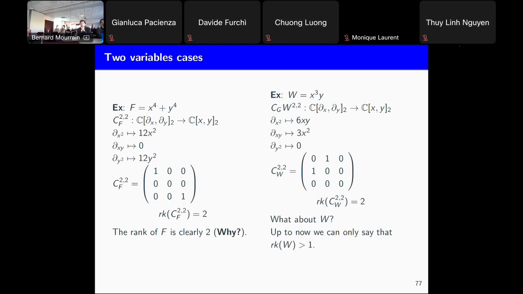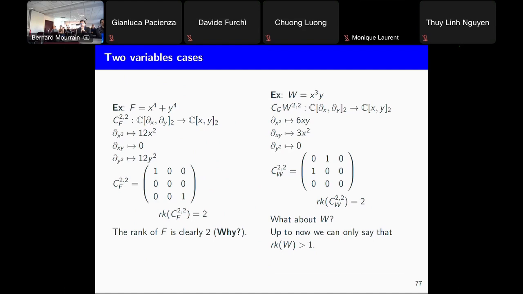I start from partials of order 2 and I go to polynomials of degree 2. I write down the catalecticant, and this catalecticant has rank 2. And I like it. It has big size. I can also compute minors. And indeed, that polynomial has rank 2, and it's fine. Okay, this polynomial is rank 2, and it's fine.